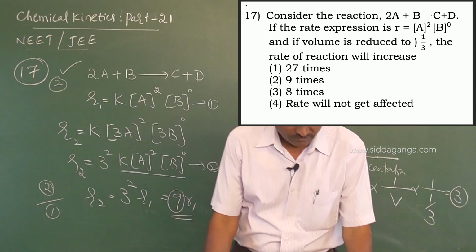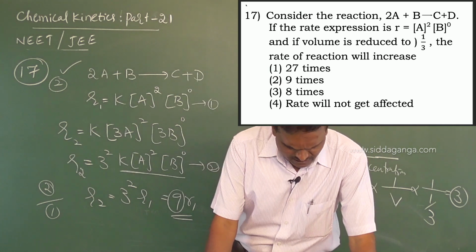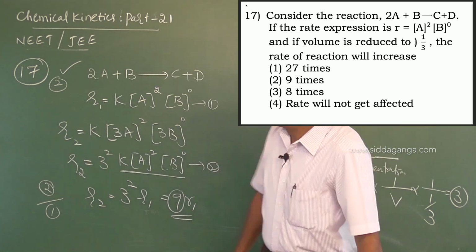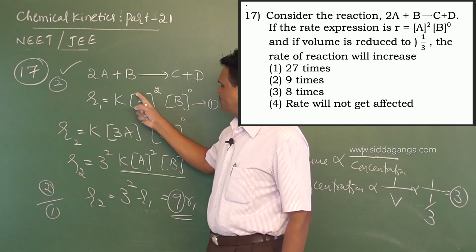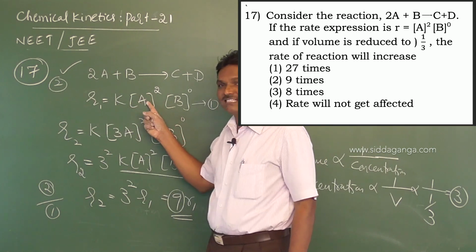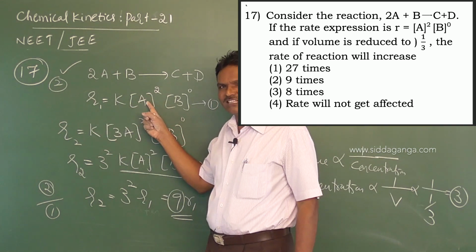Is it clear? So option 2 is the right option for question number 17, because if the volume of A is reduced to 1/3, it means the concentration becomes 3 times.